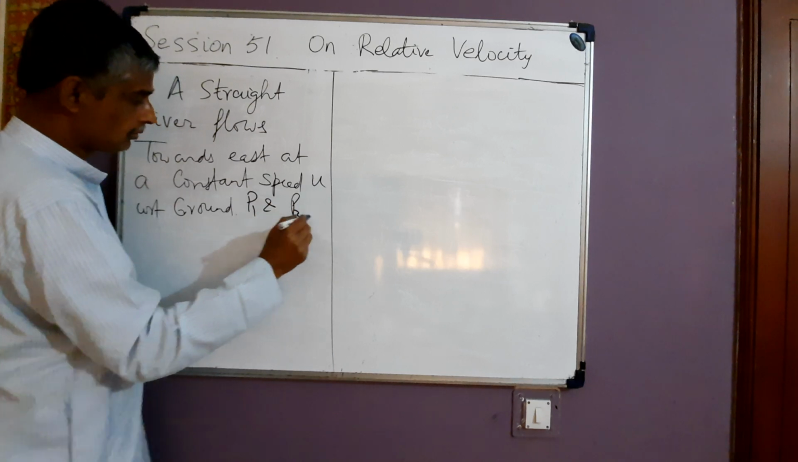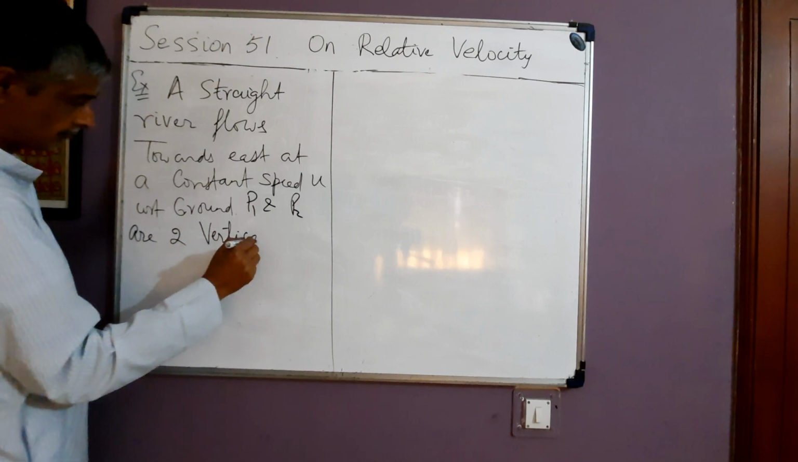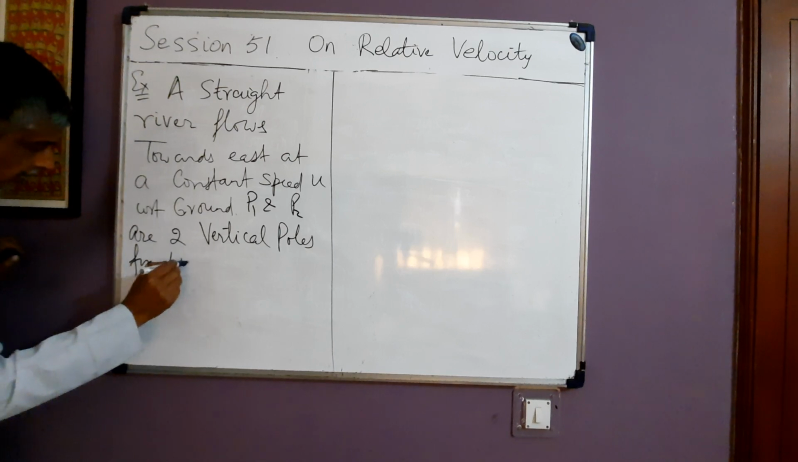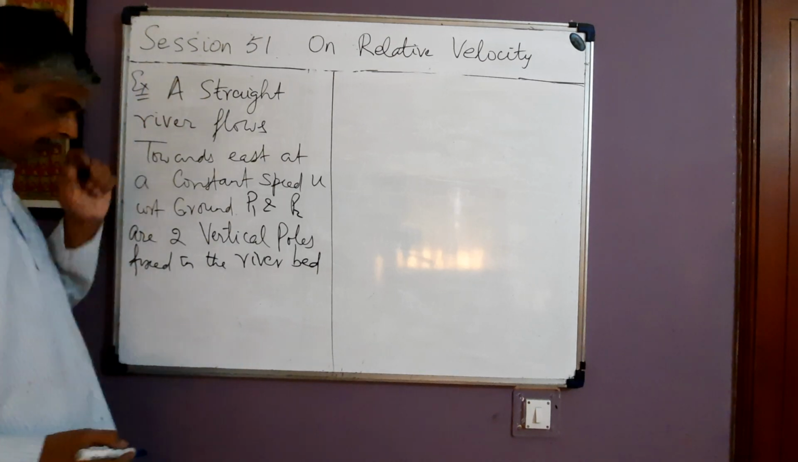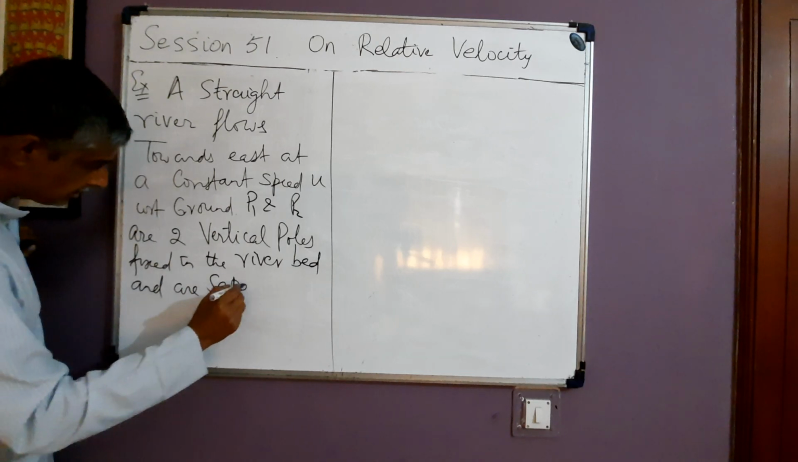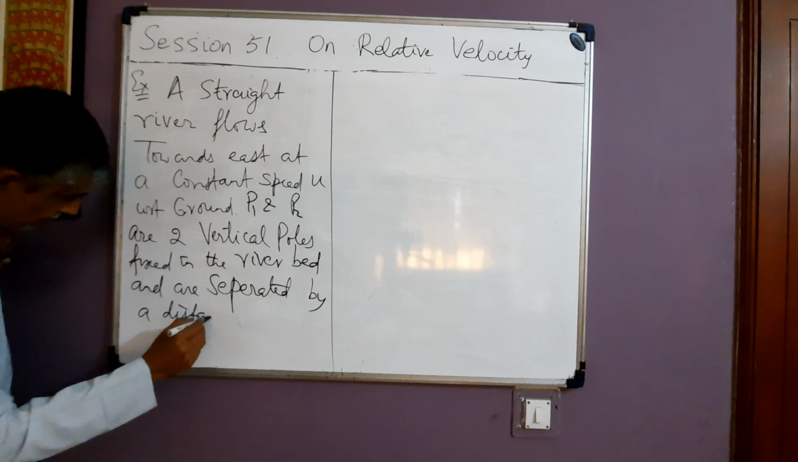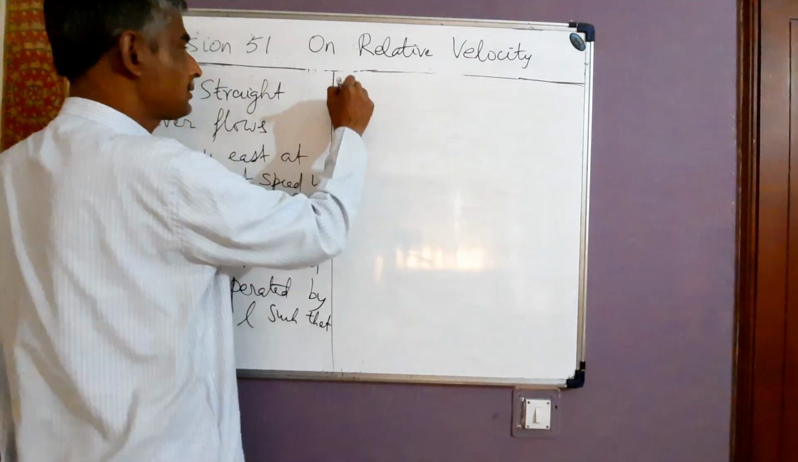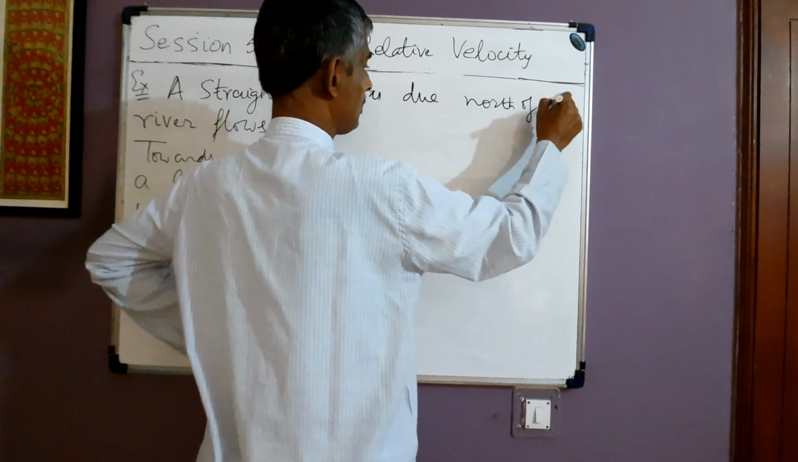P1 and P2 are two vertical poles fixed in the river bed and are separated by a distance L such that P2 is due north of P1.